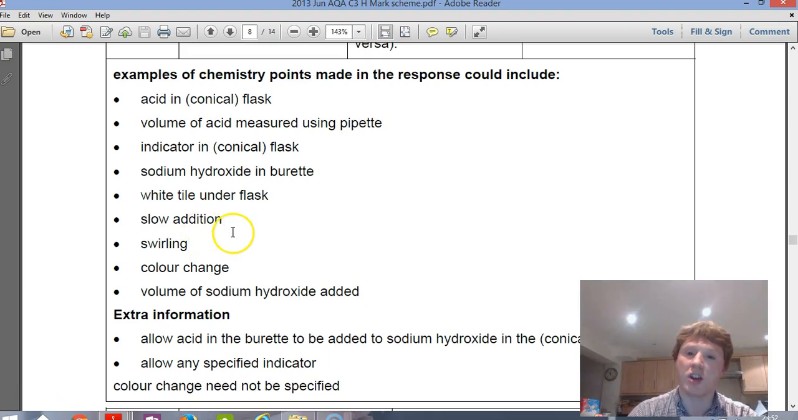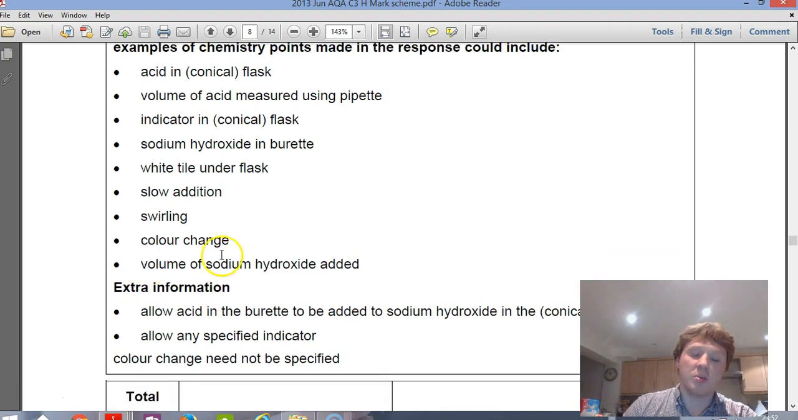Okay, so when you do a titration, when you use phenolphthalein and you've got an alkali and an acid, it's colourless. When you add the alkali, you might see a pink blob appear. That's because the alkali is all concentrated where it landed. When you swirl it around and mix up the alkali, the pink disappears because the alkali is not strong enough to make the pink appear. So when it's neutralised, you get a colour change, and then you take a note of the volume of the sodium hydroxide added. So this point needs to get you more than 2 marks.